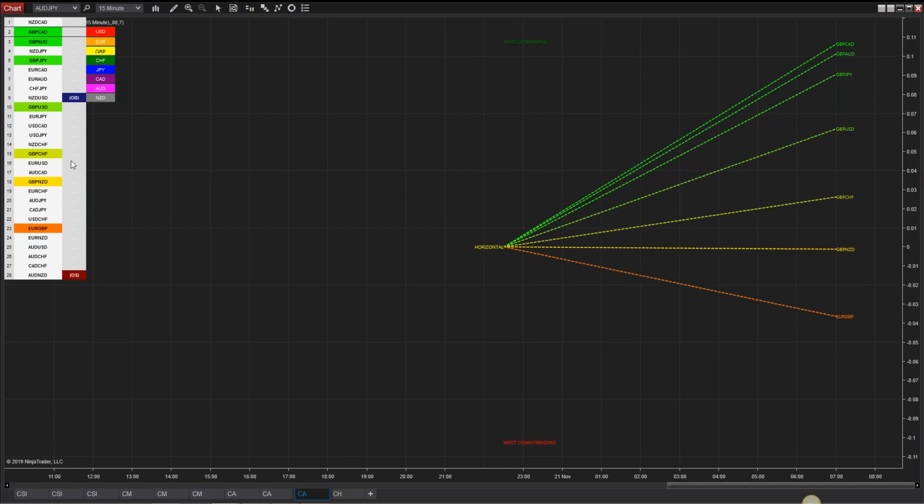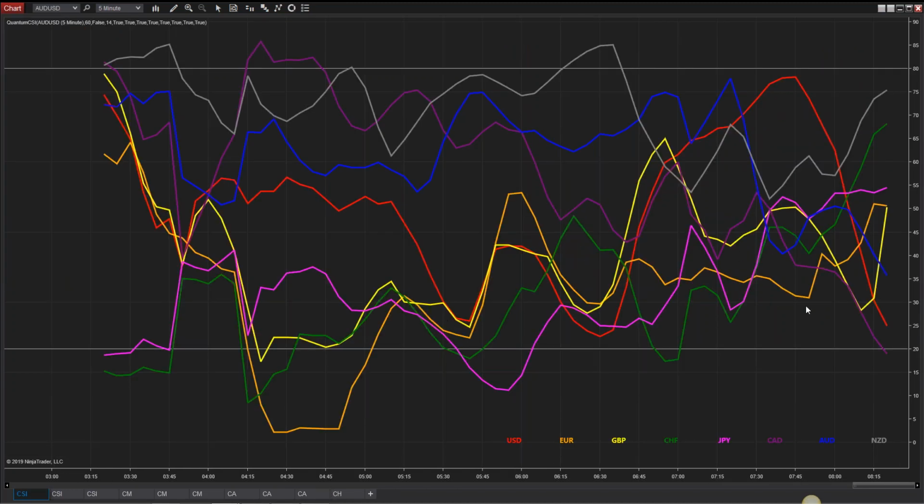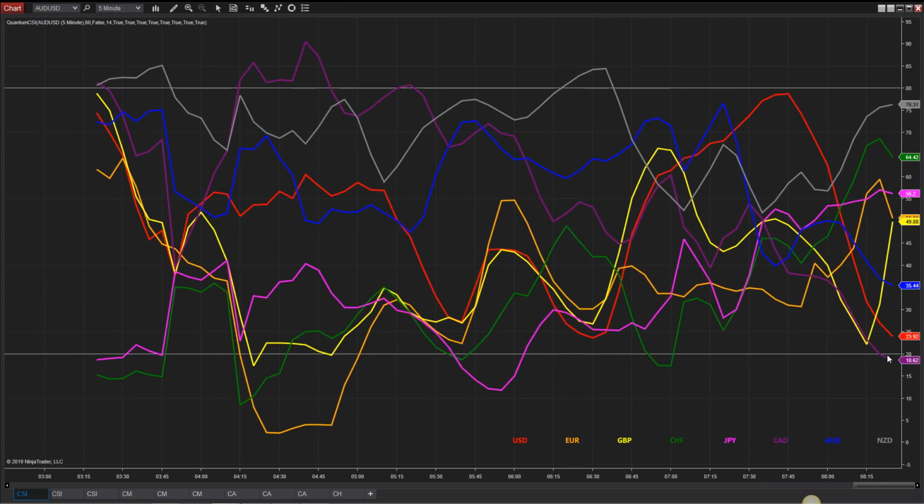And finally, on the right-hand side here, this ranking or this ladder gives you a perspective on when a currency pair is getting into an oversold or overbought condition, as opposed to the CSI when you're looking at individual currencies overbought and oversold. On the CSI, for example, here we've got the Canadian diving down into oversold.